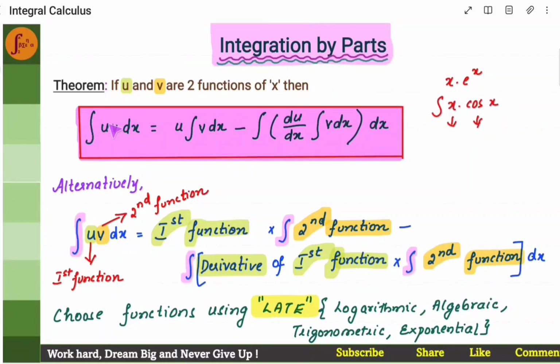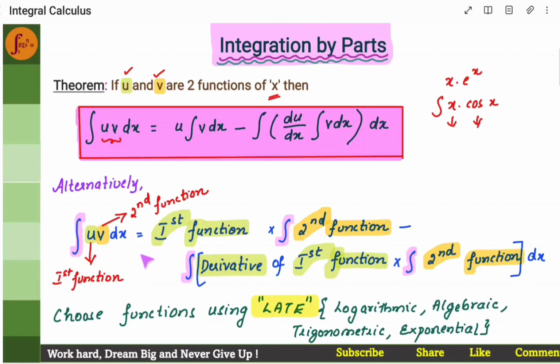So for that, there is a theorem. The theorem states that if there are two functions, say u and v, and both are functions of x, the integral of the product of these two functions would be u into integral of v minus integral of derivative of u into integral of v. And we'll have to take the integral of this entire result.